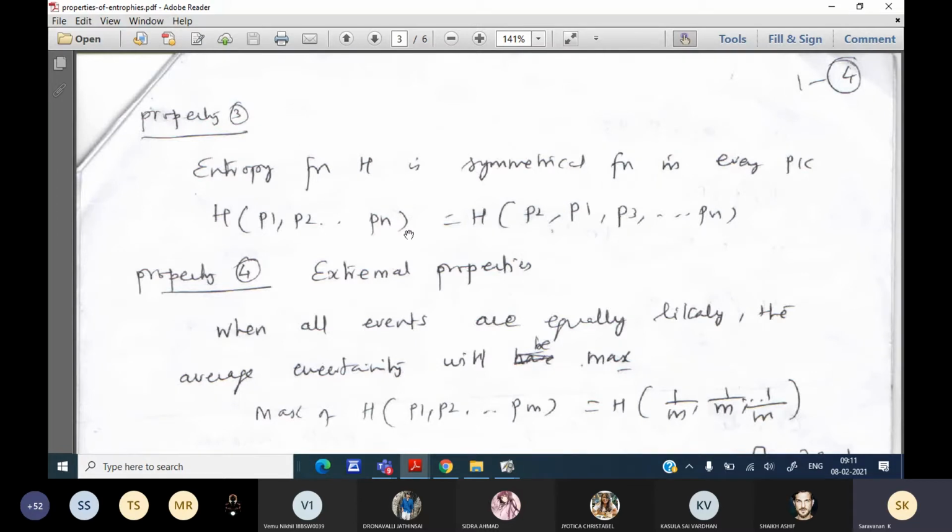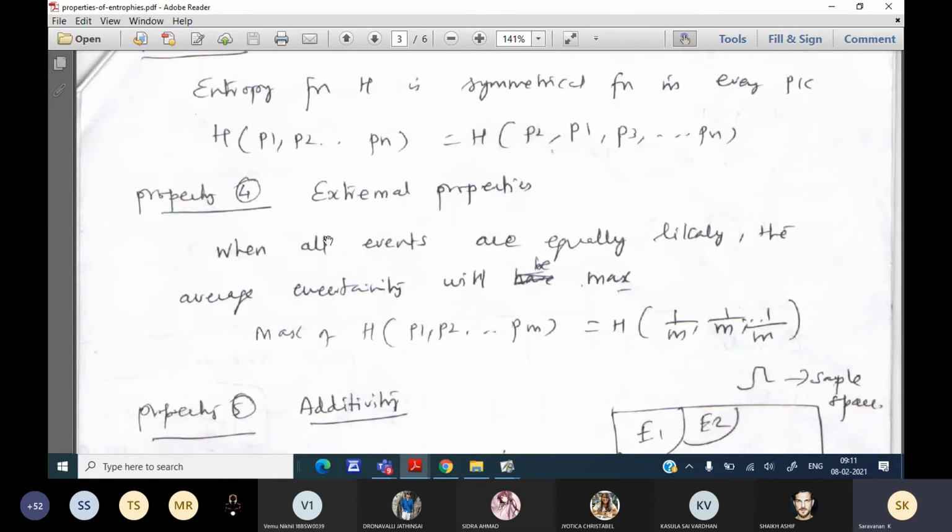Suppose there are n events associated with an experiment, and we know the probabilities of occurrence P1, P2, Pn. Suppose the probability associated with the first one becomes P2 and the second one I change to P1. Even if it is changing, if you add all these probabilities, the sum is always going to be 1. The same probabilities only we are going to use. So when you compute H, it is going to be equal. So it means the entropy function is a symmetrical function in every pk.